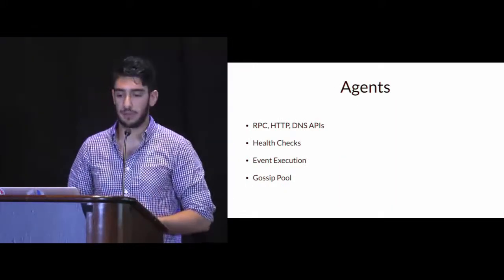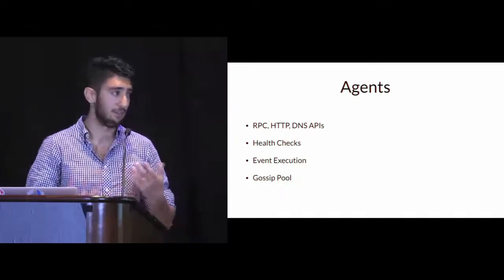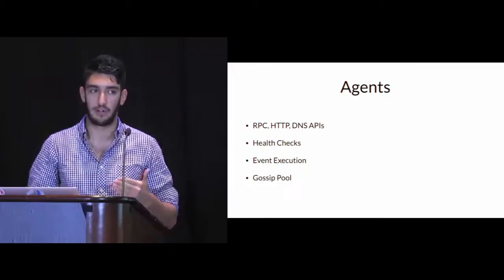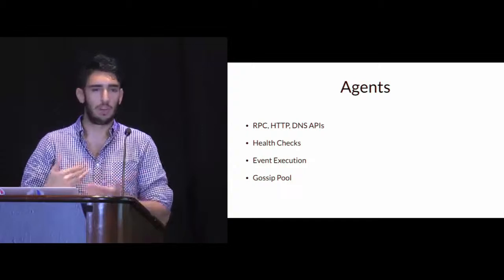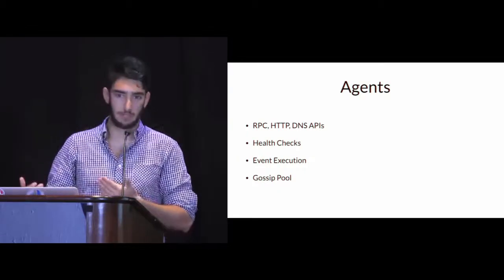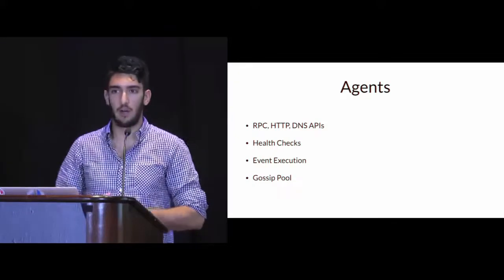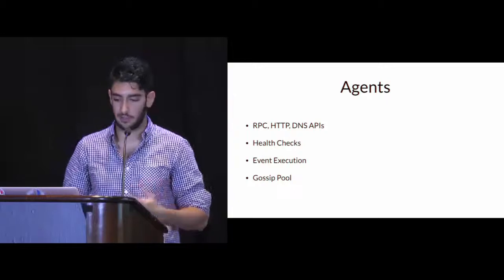Every agent is responsible for running an RPC, HTTP, and DNS interface or API. This interface is exactly the same whether they're a client or server. So as a client of Consul, you don't have to care what is the address of the server or who I should be directing traffic to. You always talk to your local Consul agent. All of the agents run the health checks locally, as we talked about. Event execution is also local.